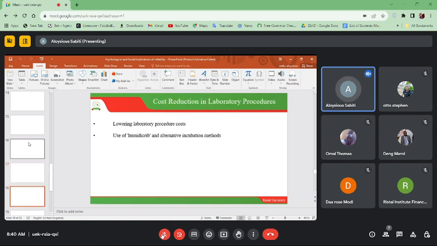Then cost reduction in laboratory procedures is another way of accessing cost-effective care. You need to lower laboratory procedures. Yes, we know that they are very expensive, but in order to promote care, it is important that the laboratory costs or procedures are lowered. This can be done by use of a humid crib.